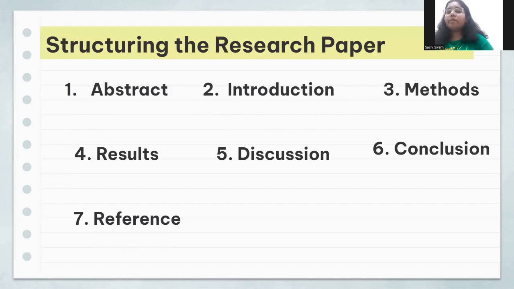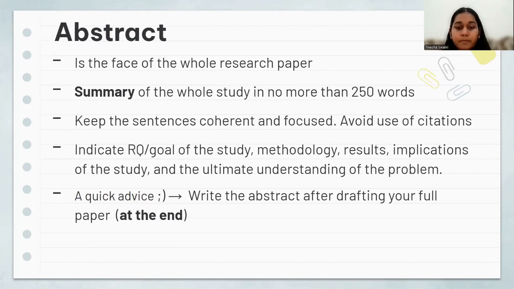So a research paper has 7 major sections, starting off with the abstract, then the introduction, methods, results, discussion, conclusion, and lastly the references. While some journals, or due to differences in academics, a few sections, for example, discussions and the conclusions, might be clubbed. But according to the widely accepted format, this is how the 7 sections are divided. Next slide, please. Okay, so abstract.